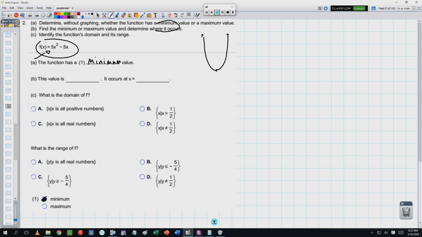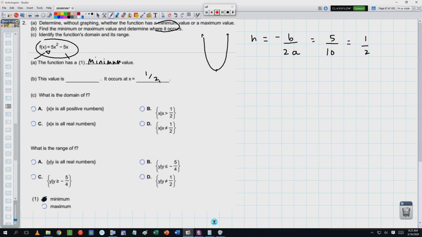Now what is that value? We'll need to find the vertex. We have a formula for the vertex. I'm sure you've forgotten it by now, it's been a while, but that was h is equal to negative b over 2a. Your b is going to be this negative 5 here, so that'll be a positive 5. And the a is that positive 5 up front. 2a would be 10, so we get a half. So it occurs when x is equal to 1/2.